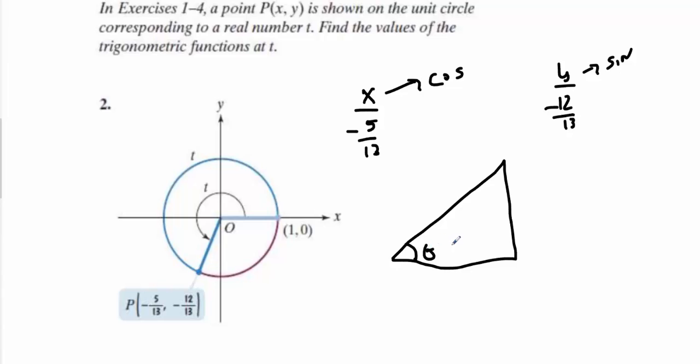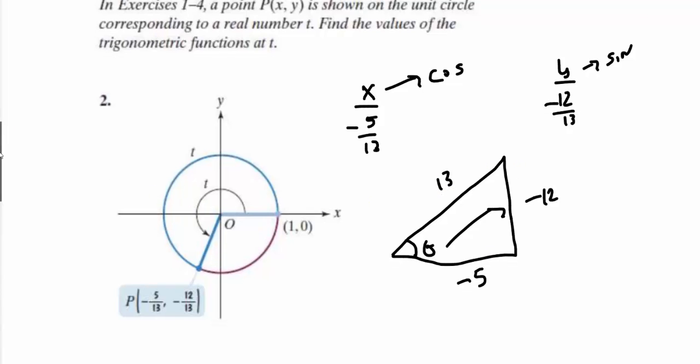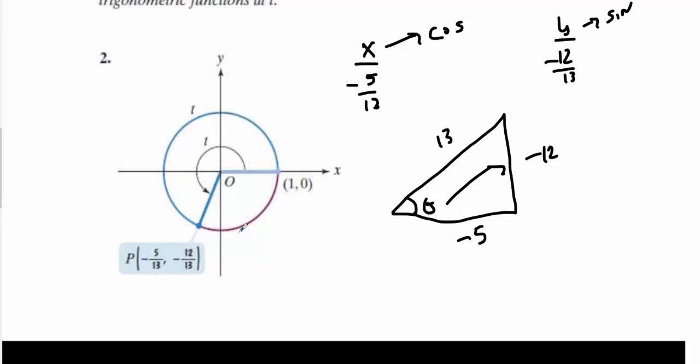If there's my angle theta, I know that sine is opposite over hypotenuse. So if this is the opposite side, I know that this is -12, and I know that this is 13. If I'm looking at cosine, we know cosine is adjacent over hypotenuse, so I know that this is -5 over 13. So with that, I can already build and develop all of my other trig pieces.